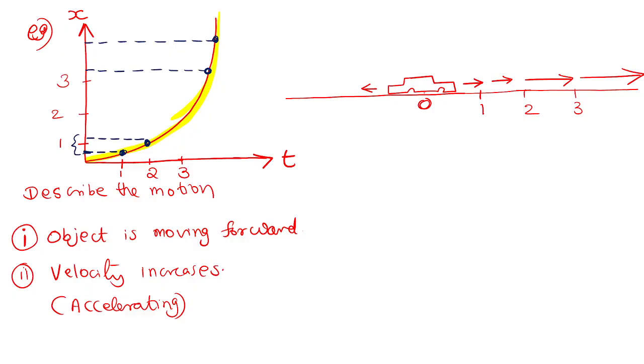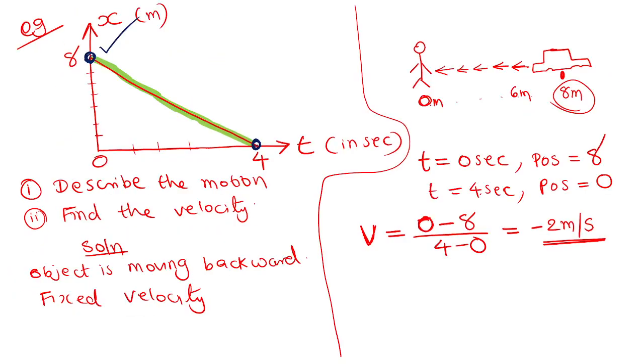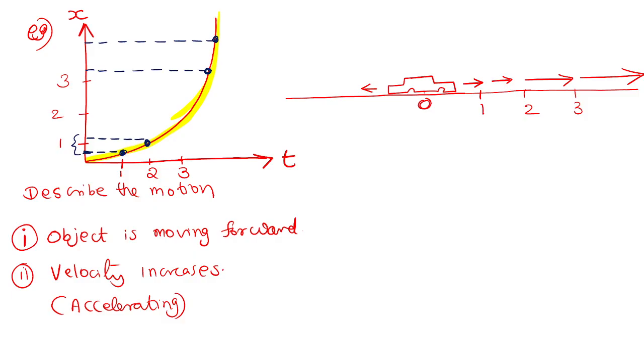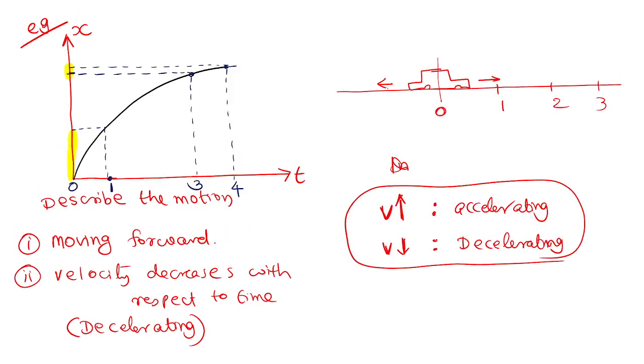So the position time graph is clear. The question will be like this. Some graph will be given. You have to describe the motion. So position time graph is over, and okay. From position time graph, we are able to find the velocity. Okay, it will be asked as a question.